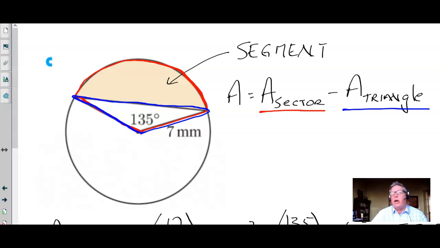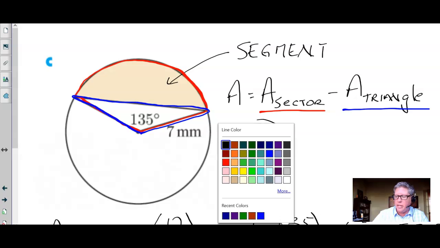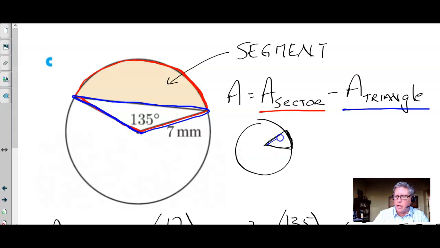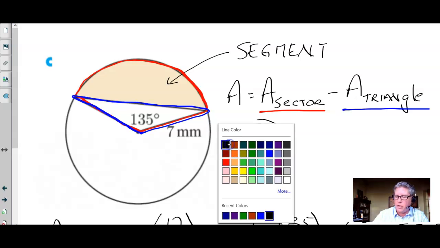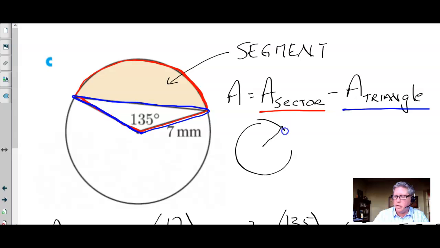This is using our newfound formula, the area of a triangle, but it relies on you knowing the area of a sector. Remember, a sector is a piece of pizza. If you find the area of that sector and then subtract the area of this triangle, oh, that is an awful picture. Let's do that again. Here is the sector, the piece of pizza, and here is the triangle.